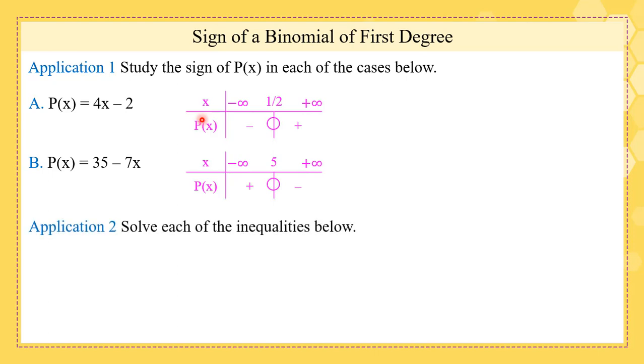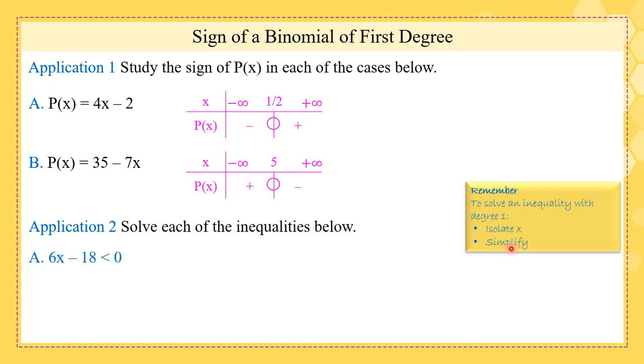Now let's see the second application. We need to solve each of the inequalities below. Remember, to solve an inequality with degree 1, we isolate x, then we simplify. Let's see. This is an inequality. We need to solve it. In this case, we isolate x.